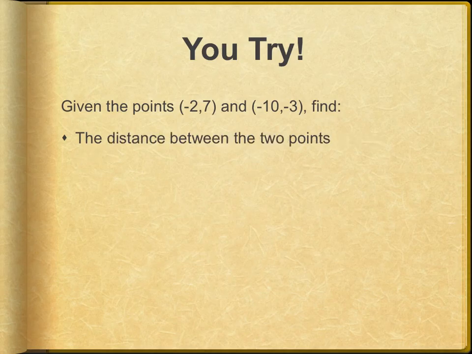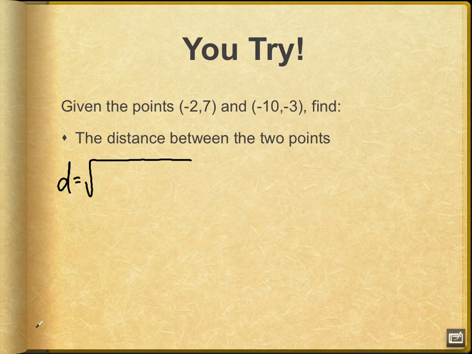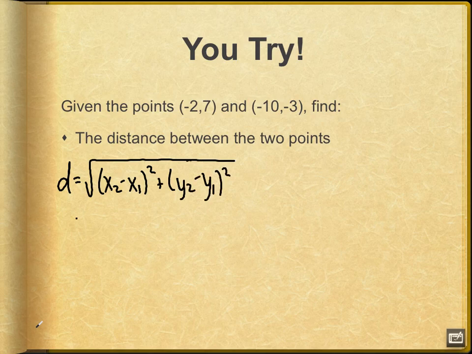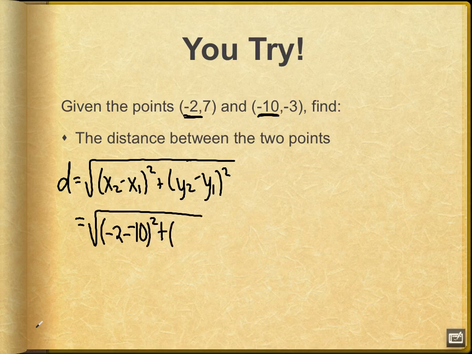Moving on, finding the distance. Again, I'm going to start by writing the distance formula. This is just a good habit to get in the practice of. Okay, x2 subtract x1. I'm going to call this one x2, this one x1. If you did it the other way, that's fine. You should still get the same answer. So negative 2 subtract negative 10 squared. Now I need to subtract my y's. 7 subtract negative 3 squared.